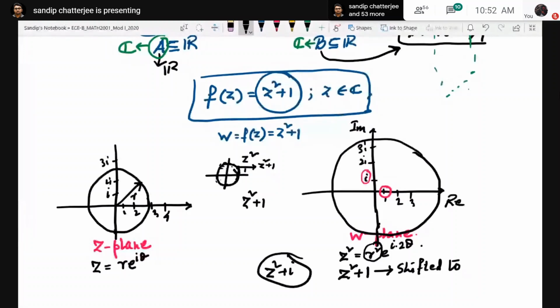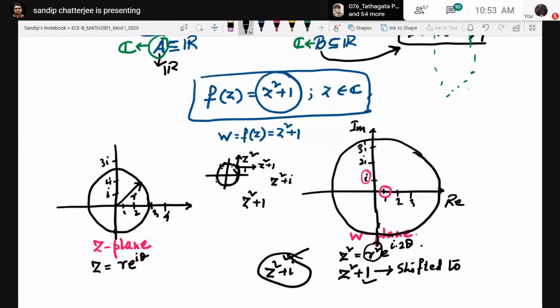Now instead of z square plus 1, if I consider z square plus i, so if this point is z square, it will take an i shift. Now an i shift means a vertical shift. So if you give an i shift to all other points, the entire circle will be shifted by i amount vertically. So your origin will be shifted to the point 0, i if you consider z square plus i, and when you consider z square plus 1, your circle will be shifted horizontally, and your origin will come to 1, 0. Is it okay now?